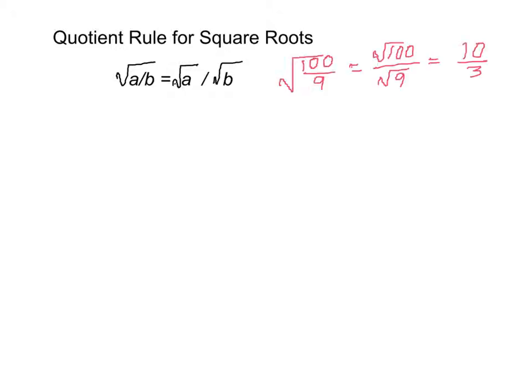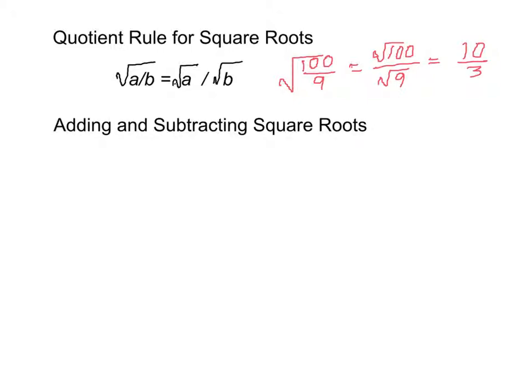Next, we have the quotient rule for square roots. So if we have the square root of a over b, that's simply equal to the square root of a over the square root of b. And similarly, if I have the square root of a over the square root of b, that's equal to the square root of a over b. For example, let's assume that we had the square root of 100 over 9. This is simply equal to the square root of 100 over the square root of 9, or simplified is 10 over 3.